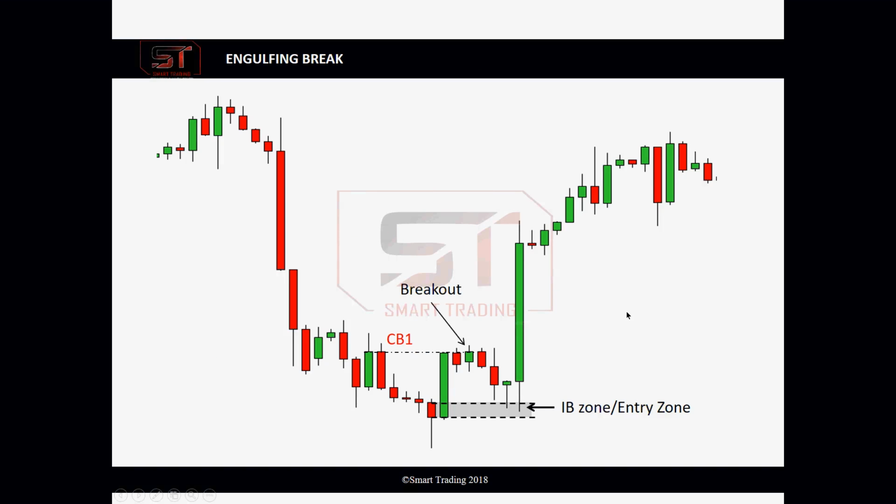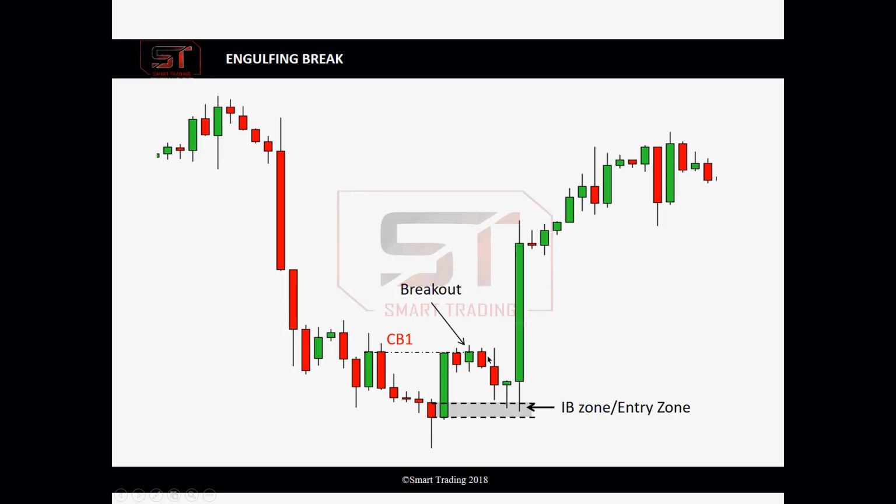All right. So let's go to the engulfing setup again. This is an example. Over here, this is the A, B, and C pattern. Basically, this is the CB1. This is the point at which the market, this is the resistance.